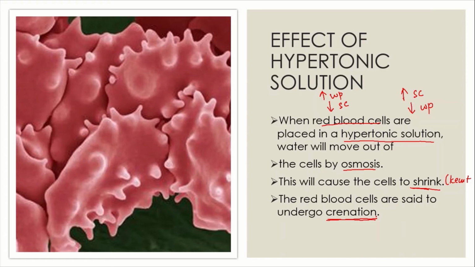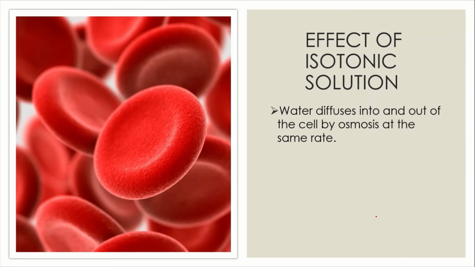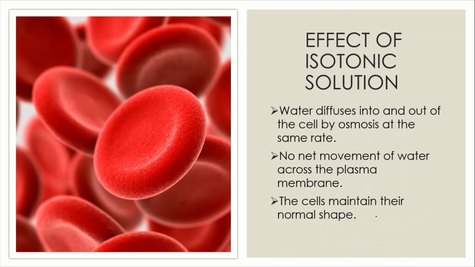Okay, next, effect of isotonic solution. Water diffuses into and out of the cell by osmosis at the same rate for isotonic solution. So, no net movement of water across the plasma membrane. Thus, the cell maintains its normal shape.